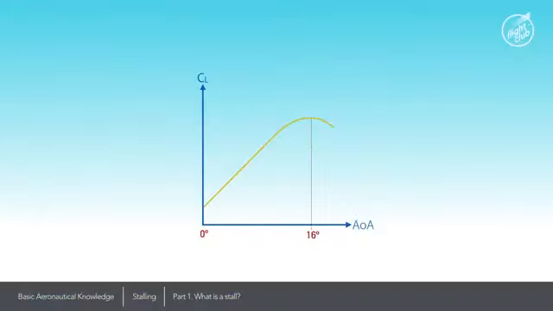This graph represents the coefficient of lift, which is the wing's ability to create lift, versus the angle of attack. On a typical light aircraft, the stall occurs at about 16 degrees angle of attack.